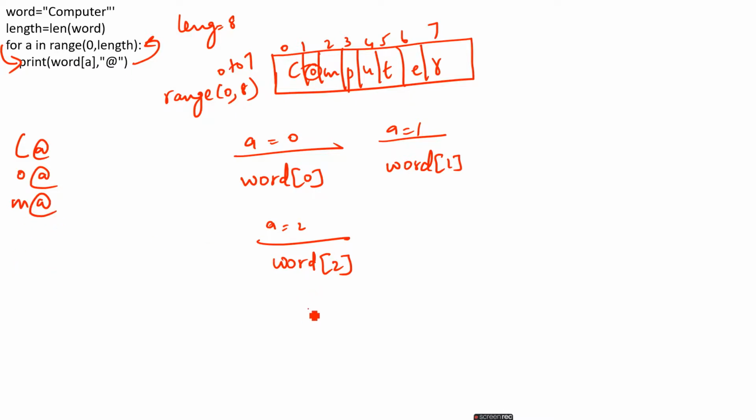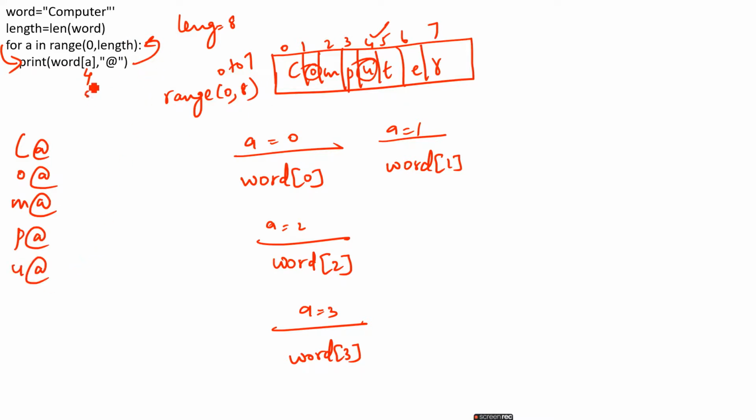In the next line, the value of A will be 3. Again, we will print word of A. Word of A means word of 3. Then word of 3 means P. P will be printed. @ will be there. Next value of A will be 4. Now print word of 4. Word of 4 is U. U is printed. Then @.